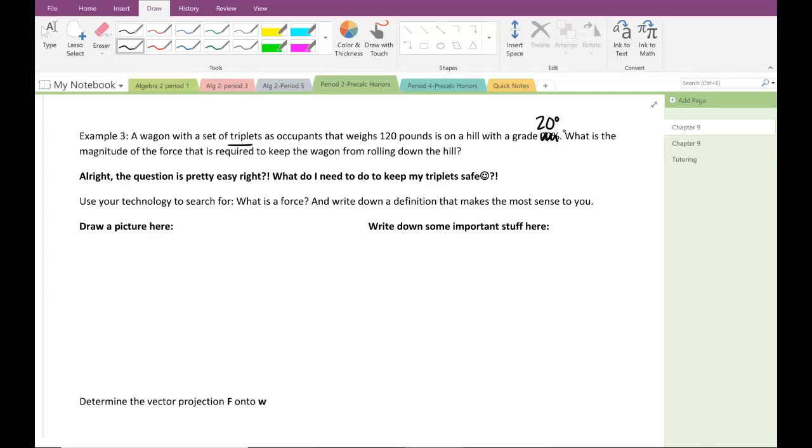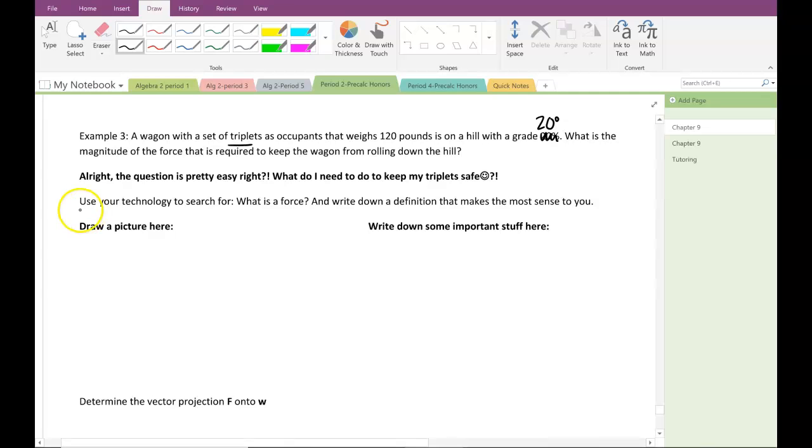So this problem prompted me when my kids were little, and I had a wagon. It looks like a train, okay, that I would kind of roll them around the neighborhood, and I used to live on a hill. So this question is asking, how much force do I need when I pull my kids up the hill to keep them from rolling down the hill, right? To keep them safe. So it sounds easy enough. Would you agree? It's not that much energy. I just need to make sure my kids are safe.